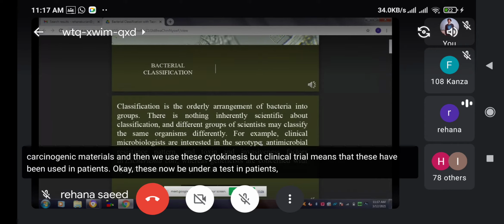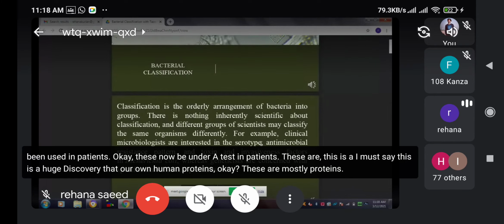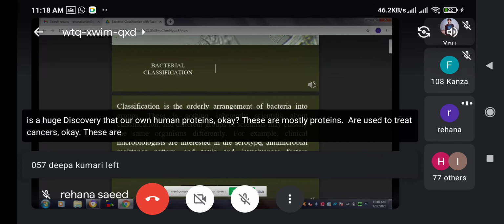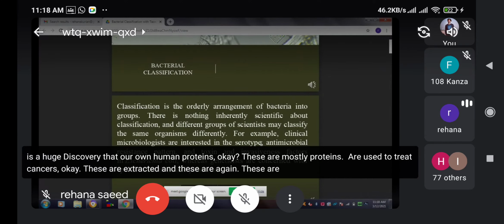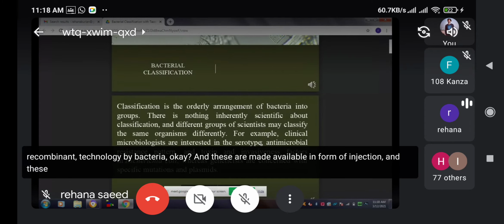This is a huge discovery, that our own human proteins, these are mostly proteins, are used to treat cancers. These are extracted, or again these are produced by recombinant DNA technology in bacteria, and these are made available in the form of injection, and their safer use must be ensured.